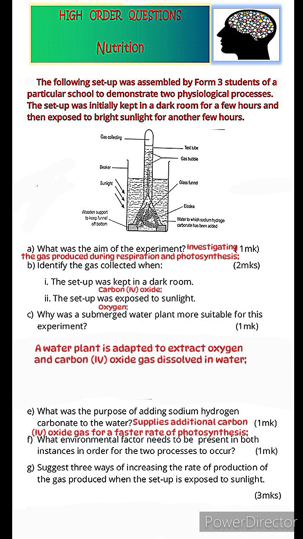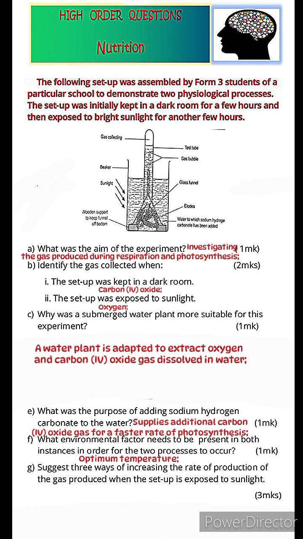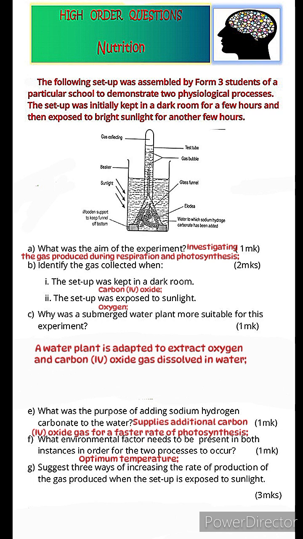F. What environmental factor needs to be present in both instances in order for the two processes to occur? Now, this is optimum temperature. Optimum temperature is required for both photosynthesis and respiration. And the reason is because these two processes are enzyme controlled. They are controlled by enzymes. And enzymes, of course, are sensitive to changes in temperature. So if you want a fast reaction, optimum temperature needs to be present.